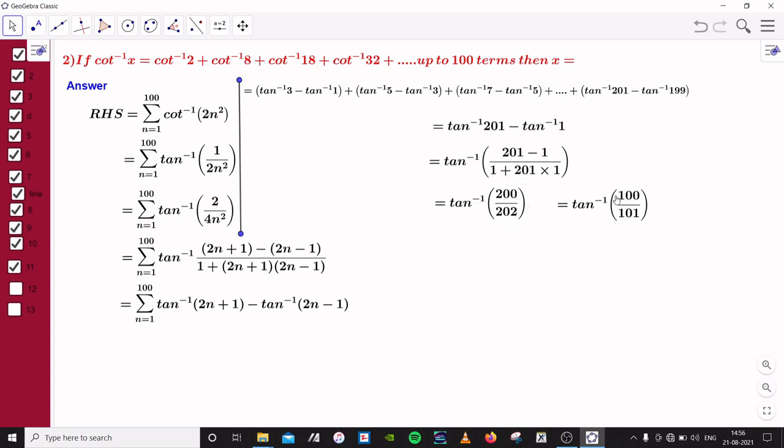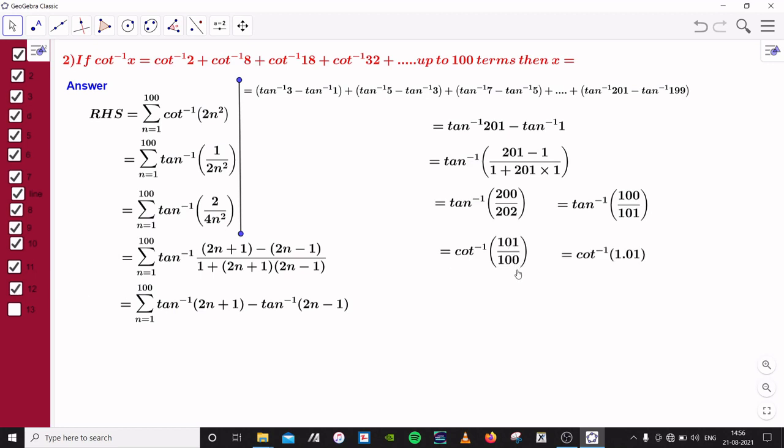200 by 202 becomes 100 by 101, isn't it? Tan inverse 100 by 101. Now tan inverse x can be written as cot inverse 1 by x. Tan inverse x is equal to cot inverse 1 by x. By applying that result, tan inverse 100 by 101 becomes cot inverse 101 by 100.